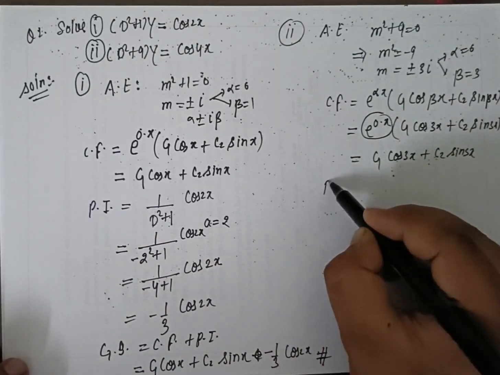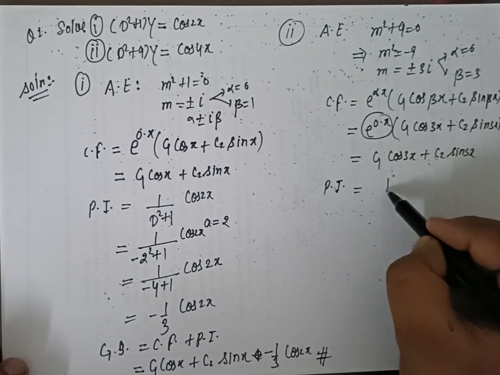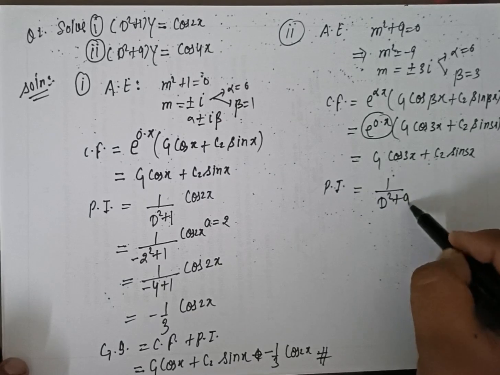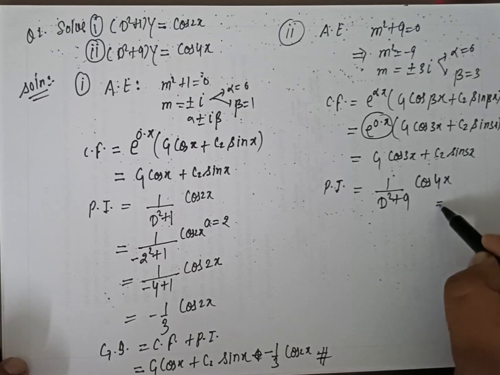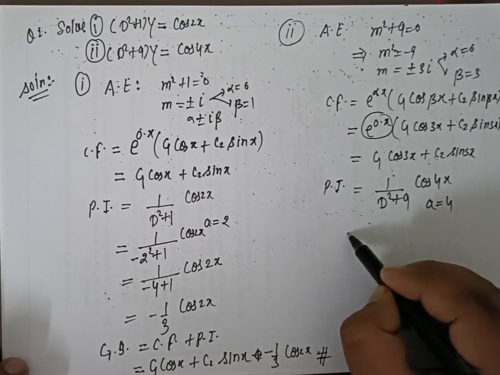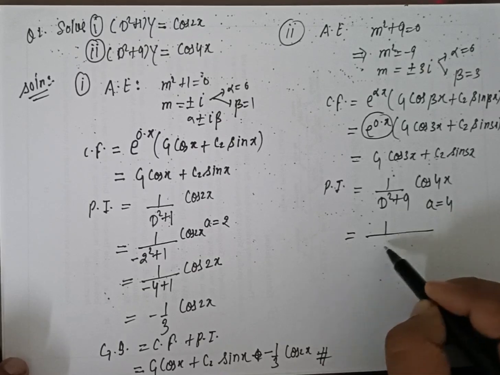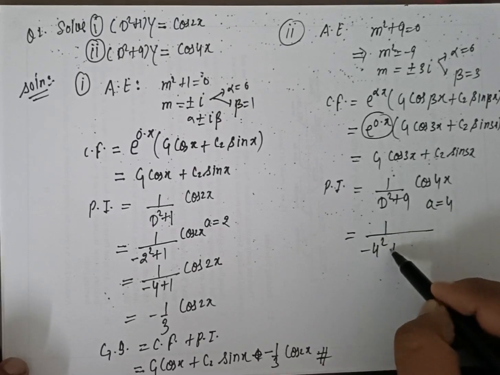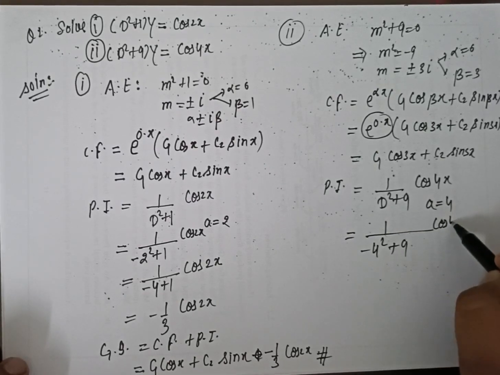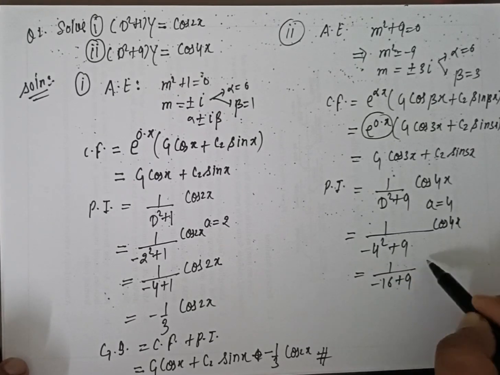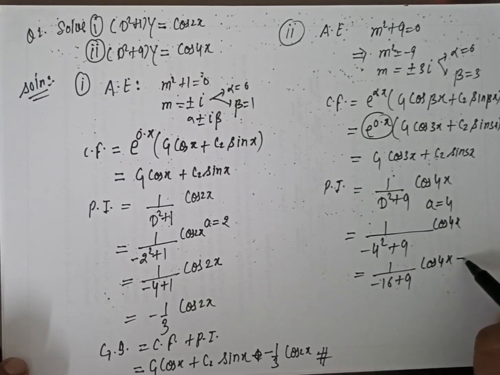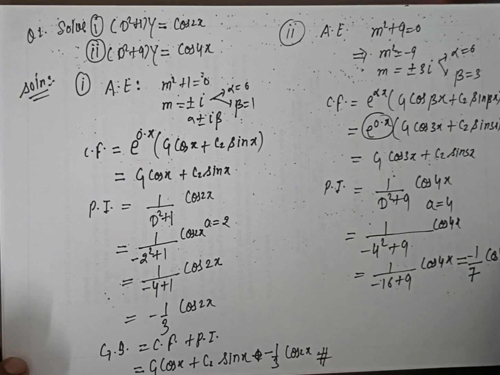Now for the PI, simply we write it as 1 upon D square plus 9, cos 4x. So here we have the value of a equal to 4. So we simply replace D square with a square with negative sign, cos 4x. So what about the result? Result is 1 upon minus 16 plus 9, cos 4x, and which is what? Minus 1 upon 7, cos 4x.